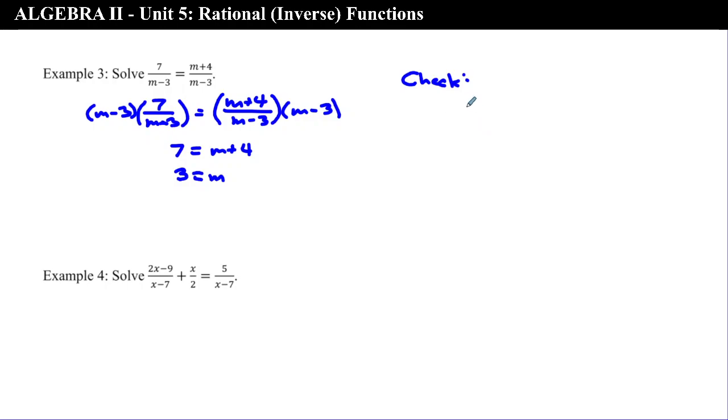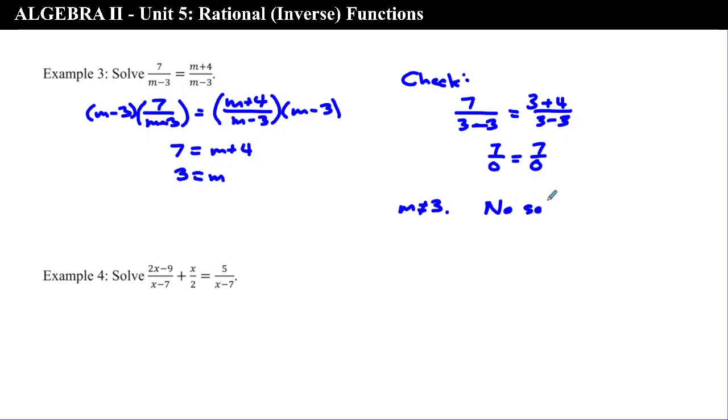Let's plug in 3 for m on the top and the bottom, wherever there's an x, or in this case an m. And you very quickly see that we end up with 7 over 0 equals 7 over 0. Well, you can't divide by 0, okay? So since you can't divide by 0, then m cannot be 3. So therefore, since that was our only solution for m and we had to throw it out, there are no solutions in this problem. And that would be your answer.